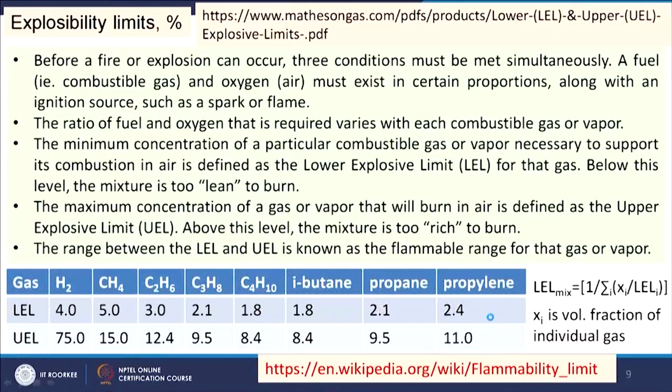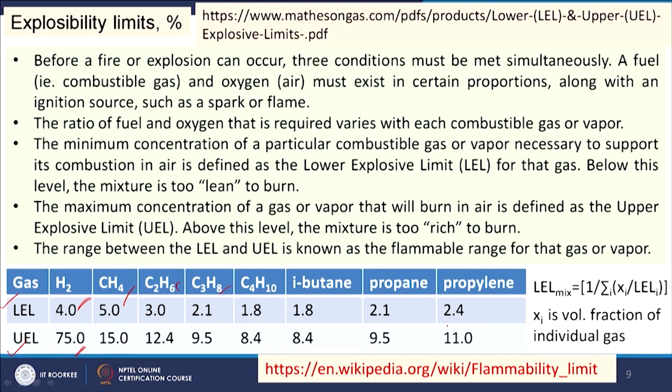So, some examples are given here: lower explosion level and upper explosion level. For hydrogen it is 4 and 75, so 4% hydrogen and 75% hydrogen. So, these are the limits. Similarly, for methane 5 to 15, C2H6 3 to 12.4, and 2.1 to 9.5 likewise.